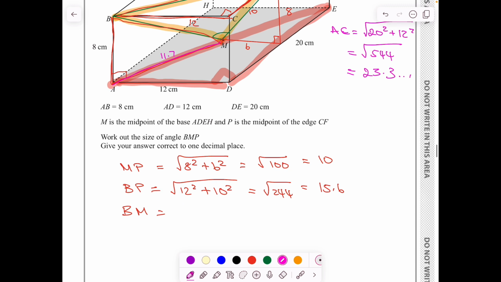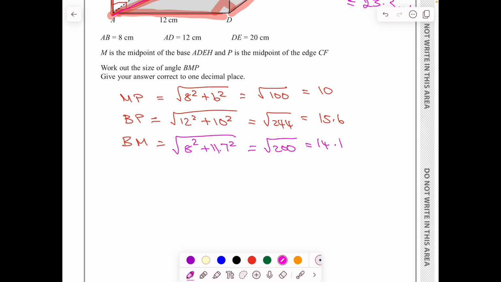So to find BM, I need to find the square root of 8 squared plus 11.7 squared. Obviously, when I'm doing it on my calculator, the 11.7 that I found by halving the square root of 544, I actually used that as my previous answer in this calculation so that I get an accurate answer. So that's the square root of 200, which is 14.1. So now that I have all three sides, I can now use the cosine rule.